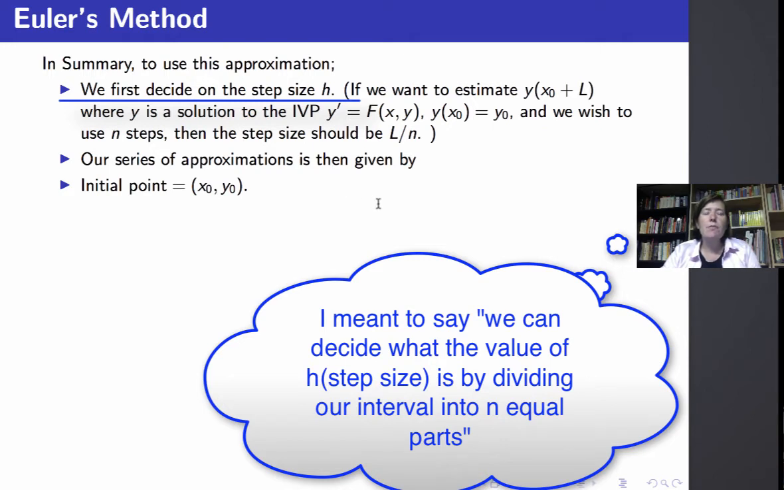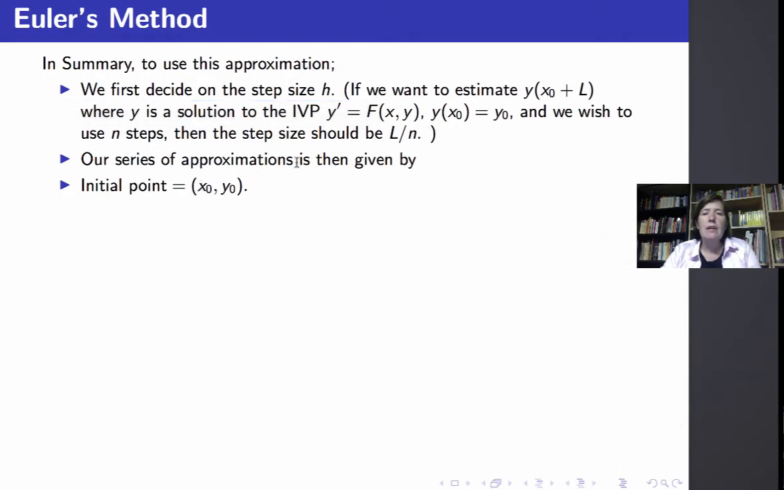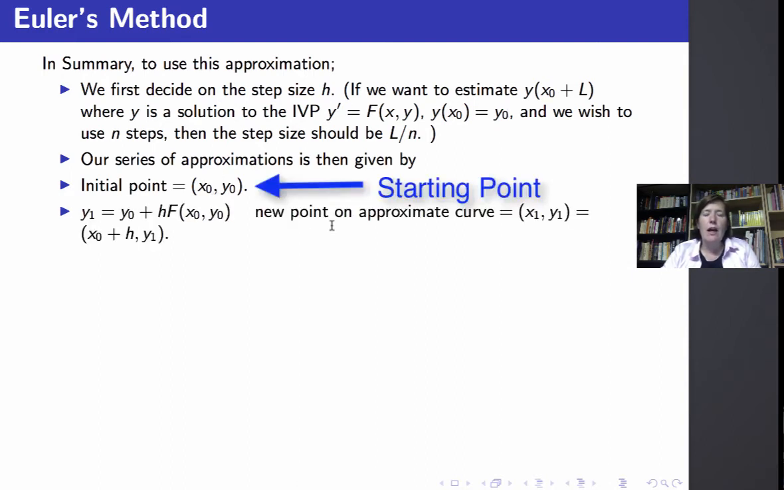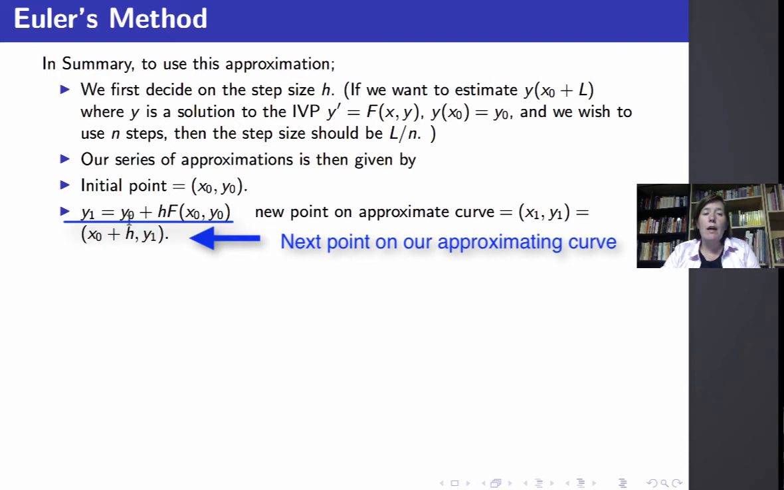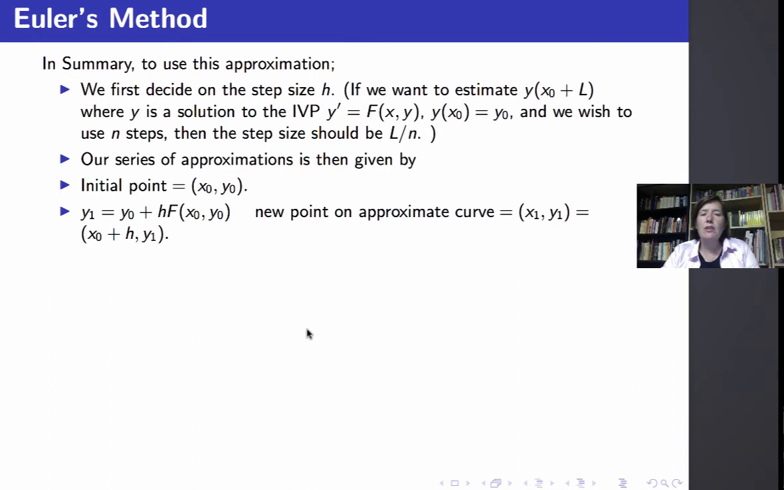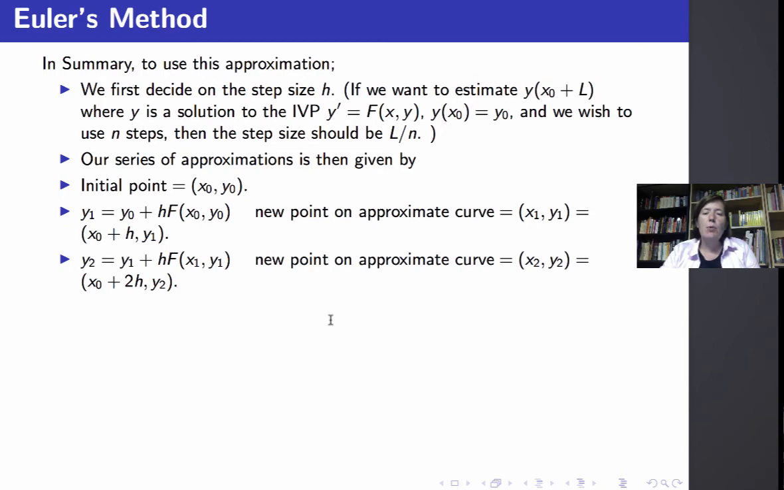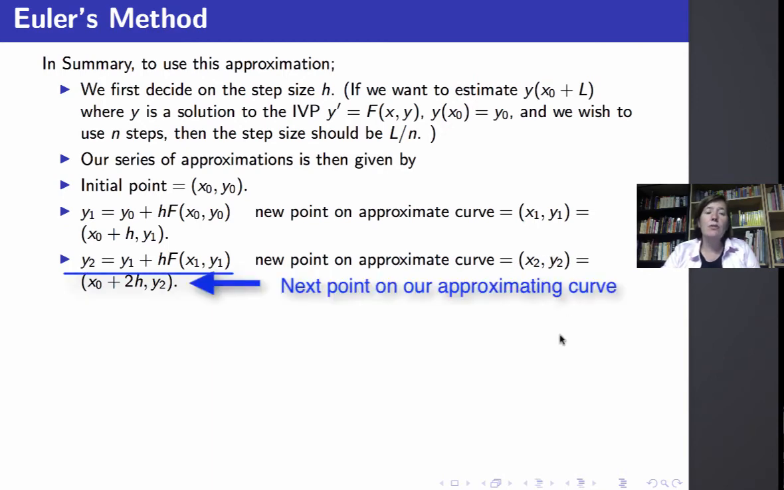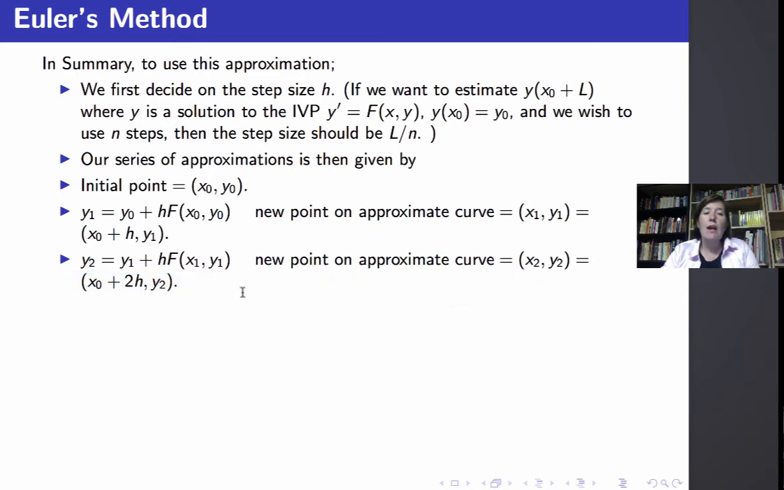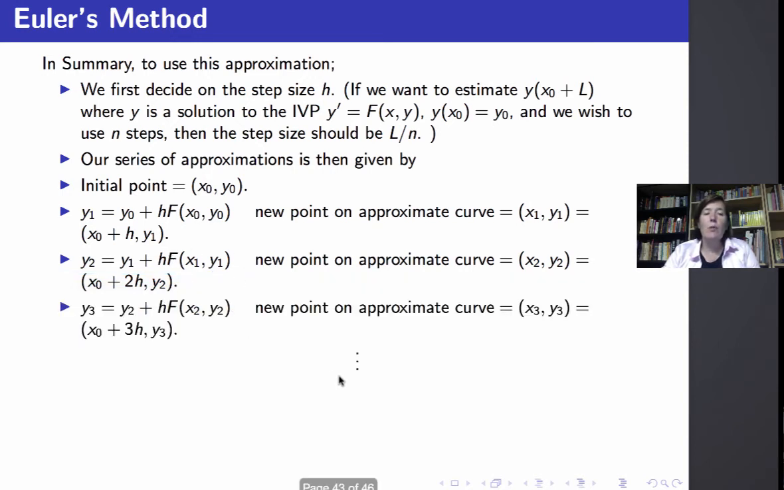And our series of approximations is given by the initial point, which we read from the initial condition, x naught, y naught. And the next point in our approximation is x1, y1, where x1 is x naught plus h and y1 is y naught plus h times f applied to the initial point. And the next point on our approximate curve is x2, y2, where x2 is x1 plus h and y2 is y1 plus h times f applied to the previous point, x1, y1.